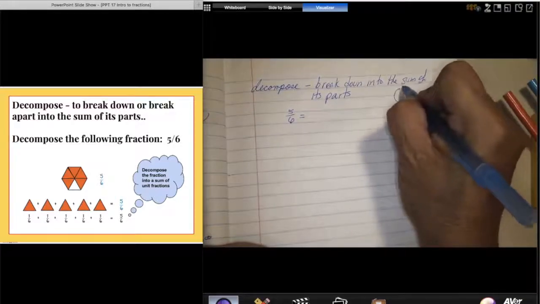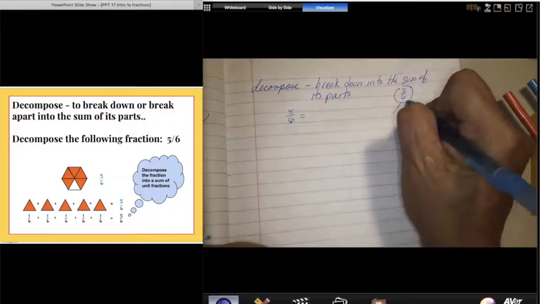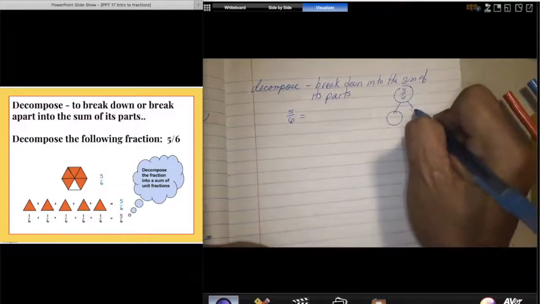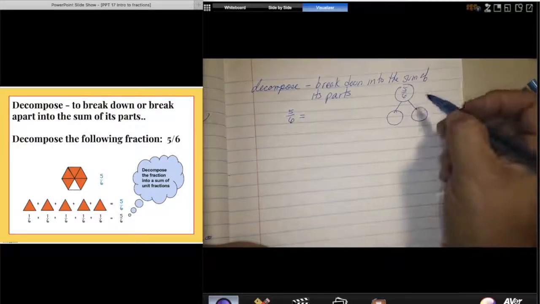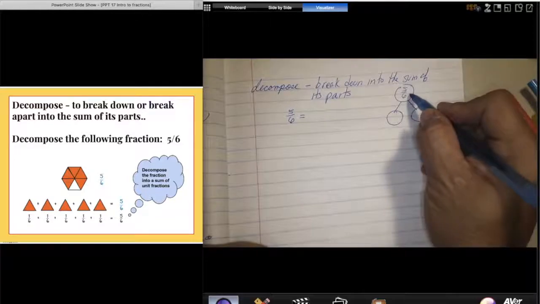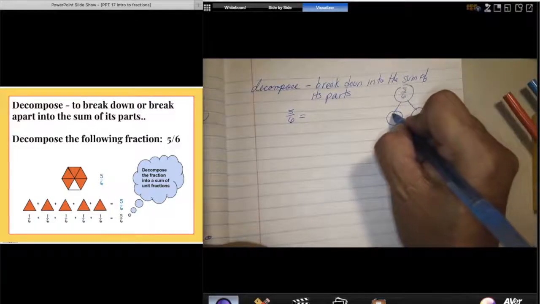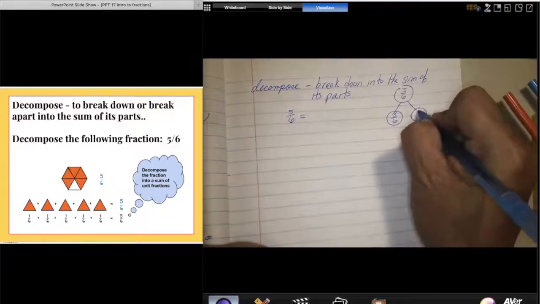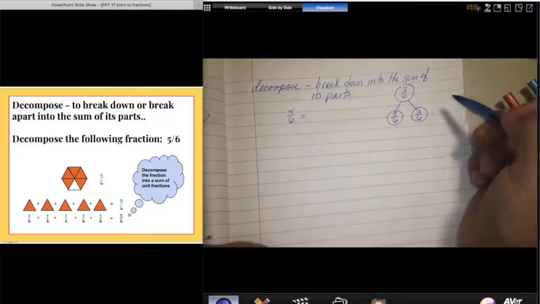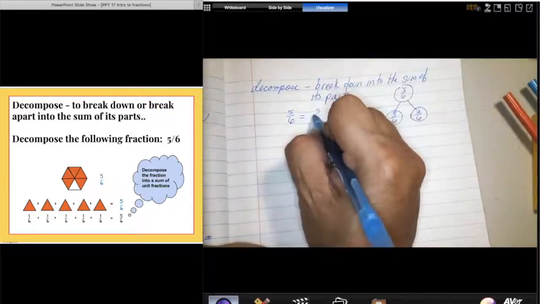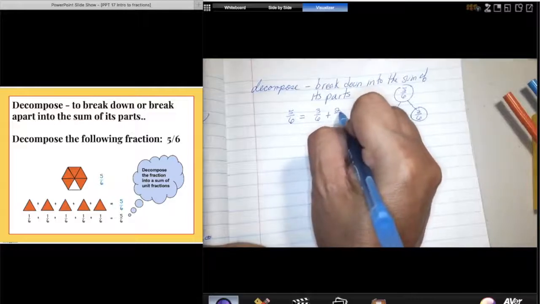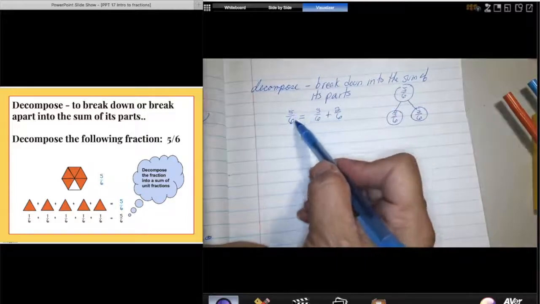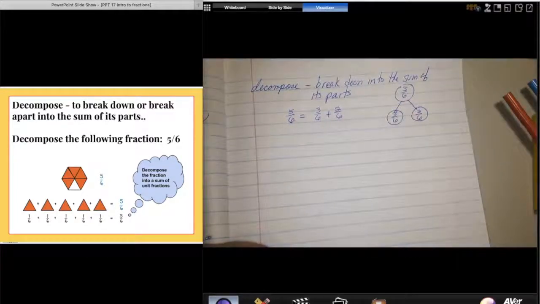Sometimes I have seen a number bond that looks like this. And so these two have to add up to 5/6. So this could be 3/6 and 2/6. And so you could say 3/6 plus 2/6 is equal to 5/6. So there are a lot of ways to decompose.